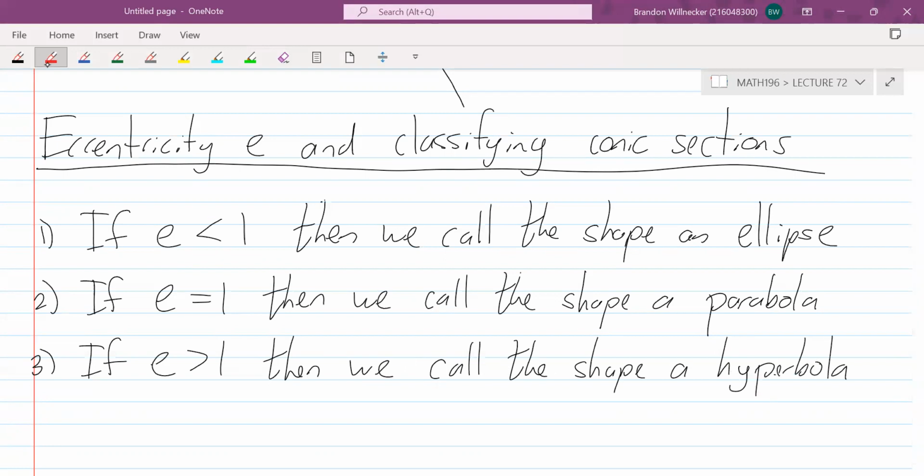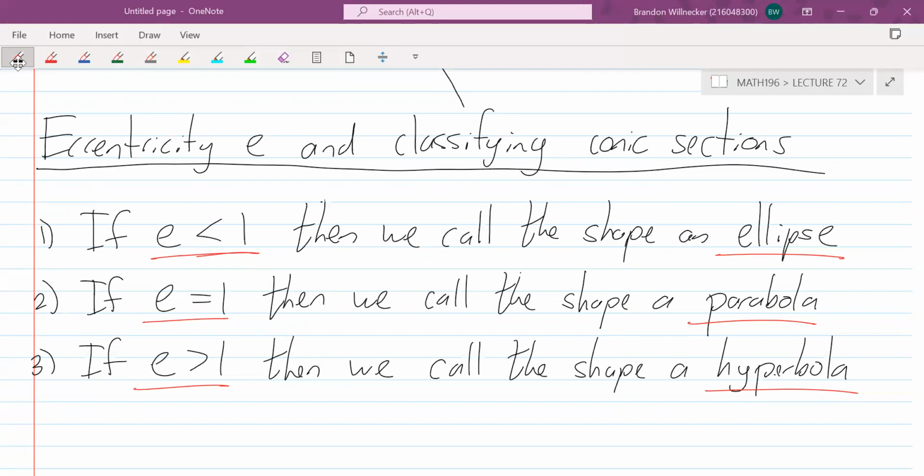Okay, so if it's less than 1, it's an ellipse. If it's equal to 1, it's a parabola. If it's greater than 1, we call it a hyperbola. Okay, so that's how we classify the different conic sections based on their eccentricity values.